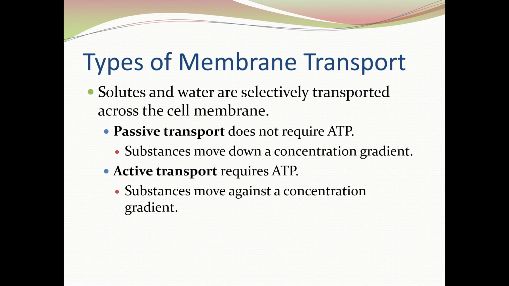Different types of membrane transport. Solutes and water are selectively transported across the cell membrane. Passive transport does not require ATP, and substances move down a concentration gradient. Active transport requires ATP, and substances move against a concentration gradient.